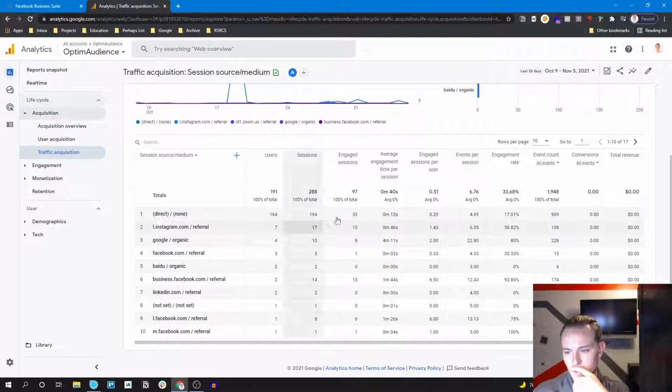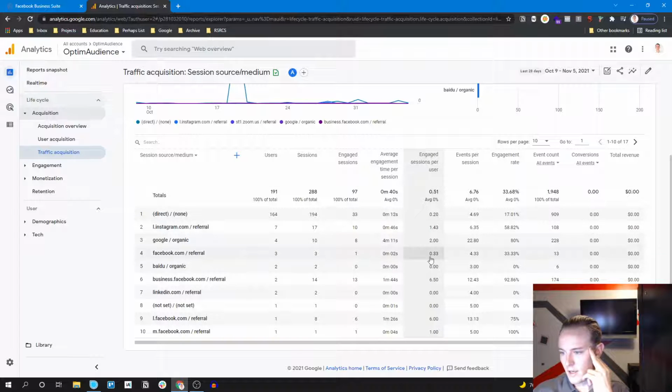So I can go right here and see what traffic source is bringing in the most traffic, and the average engagement time. People that come in organically are staying a lot longer on my pages. People that come from Business Manager are also staying a lot longer. This is interesting to see, actually. So people that come from Facebook and people that come from organic are the most interested, because they're spending the most time on my site, and they're also going to the most pages.